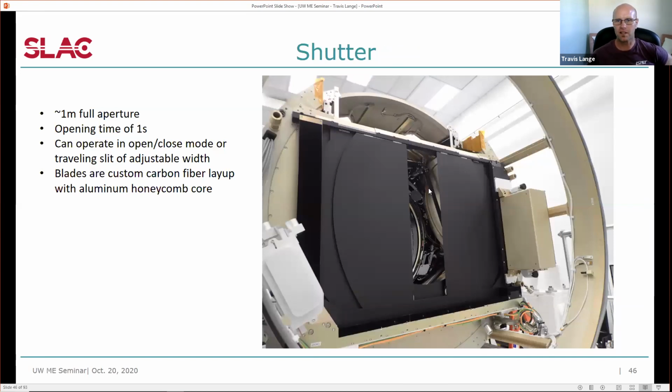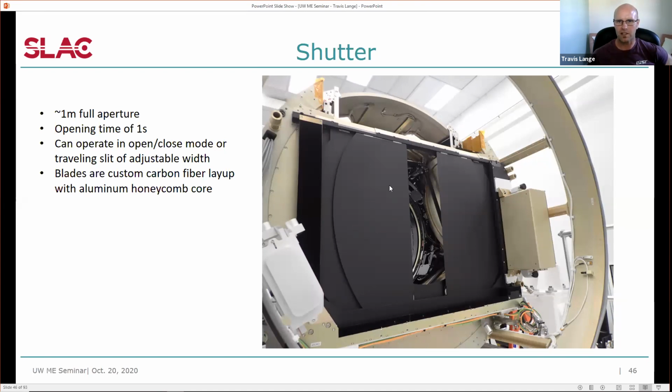Our shutter. So this is a very custom shutter that we designed. It had to be extremely thin, like 3 millimeters. Each blade is 3 millimeters thick, and the overall thickness of the shutter is like 10 millimeters, and it has to be very fast. So the blades open. It takes 1 second to open the entire aperture, and it's roughly a meter aperture for the shutter. And it has a couple different ways it can operate.